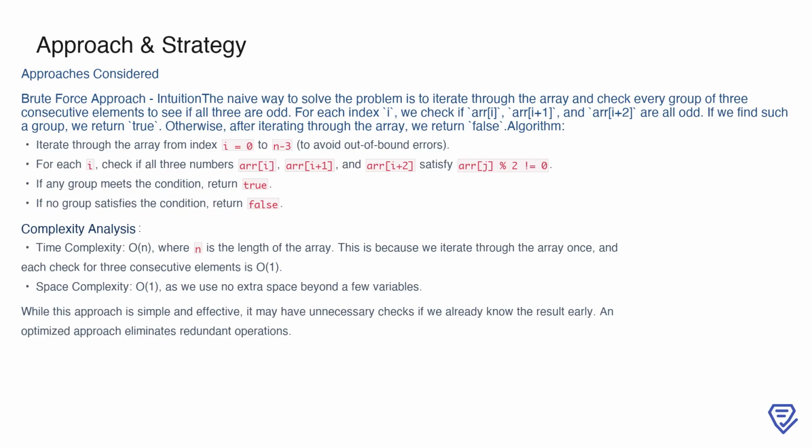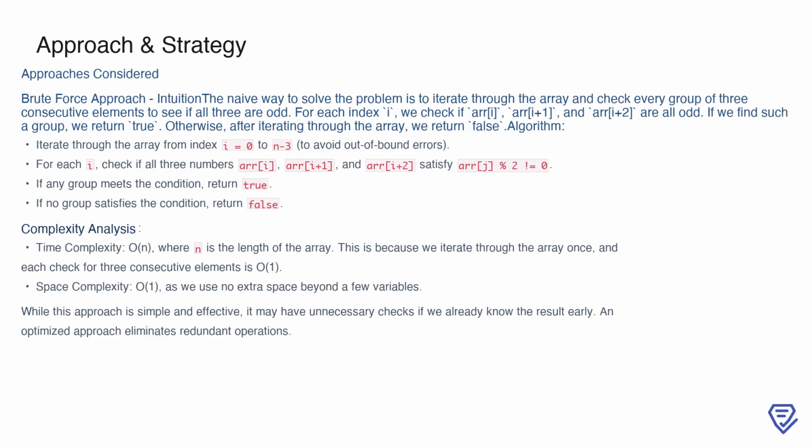To solve the problem of finding 3 consecutive odd numbers in an array, we can start by considering a straightforward brute force approach. The intuition here is simple. For every index in the array, check the current element and the next 2 elements to determine if all 3 are odd. Specifically, we iterate through the array from the first index up to n-3 to ensure we don't go out of bounds.